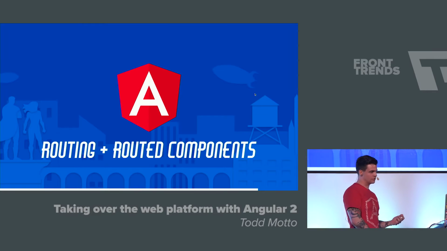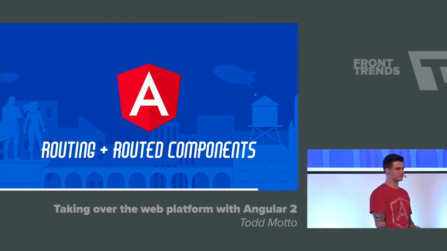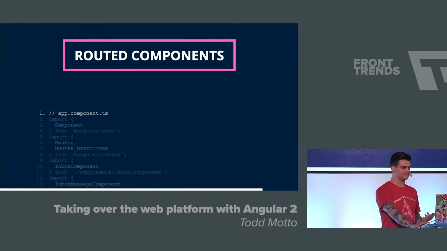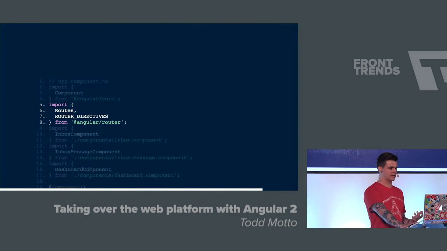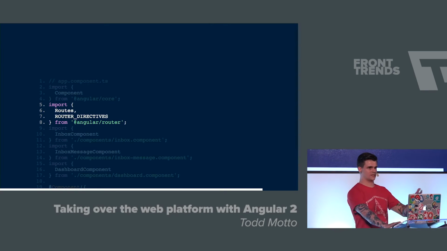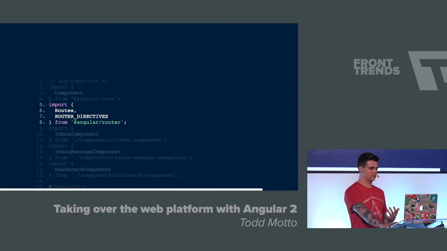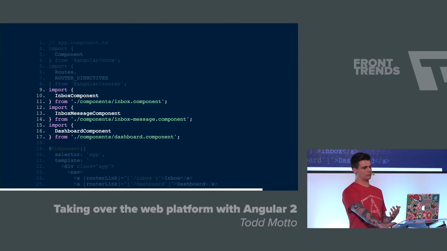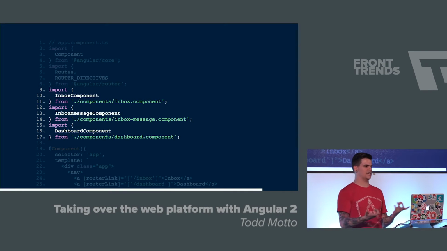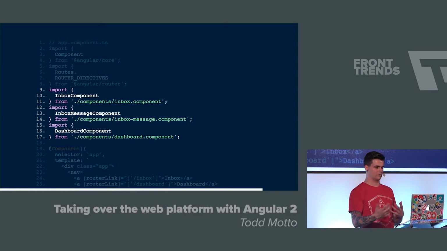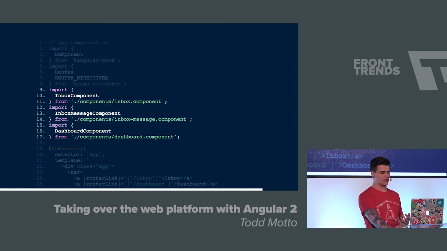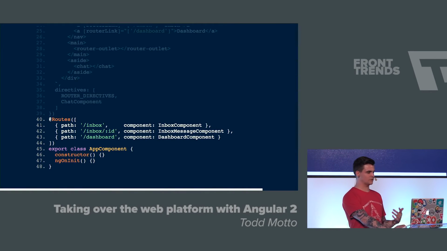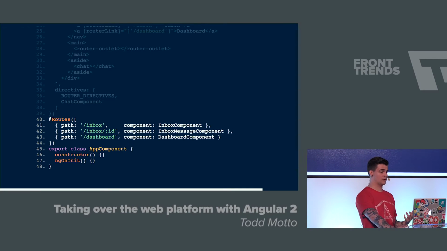Almost there. Routing and routed components. We looked at the three at the beginning: stateful, stateless, and then routed. This allows us to import routes, which is like a decorator again in the Angular core. So what we'll do is import the inbox component, an inbox message component, and then a dashboard component. These are just completely made up, but might fit in with our application. Then we can set up a routing, which allows us to route to these particular components.